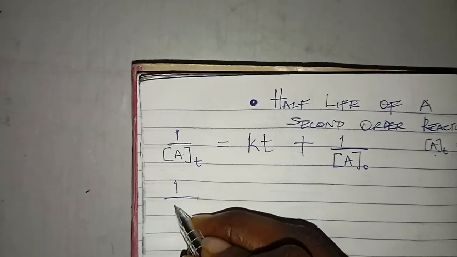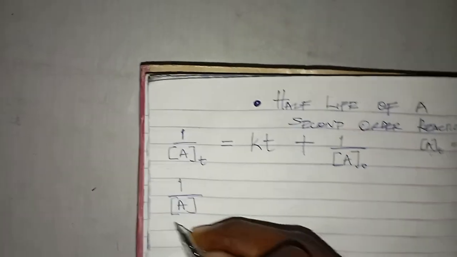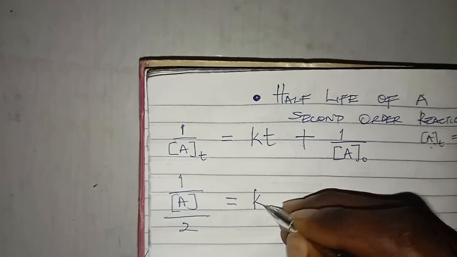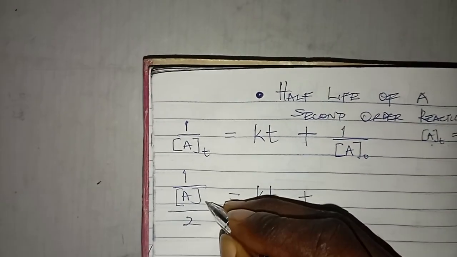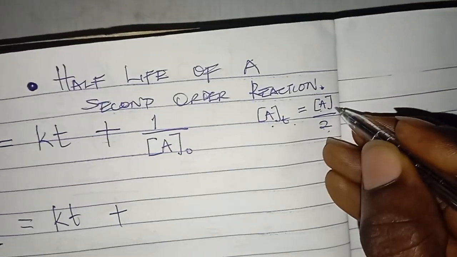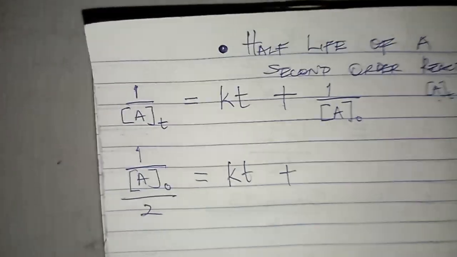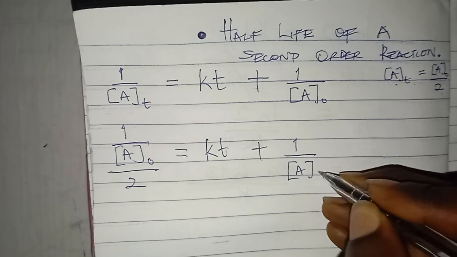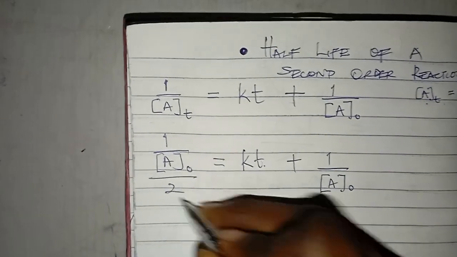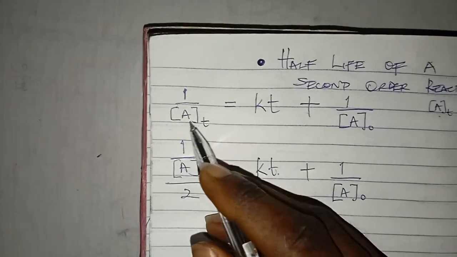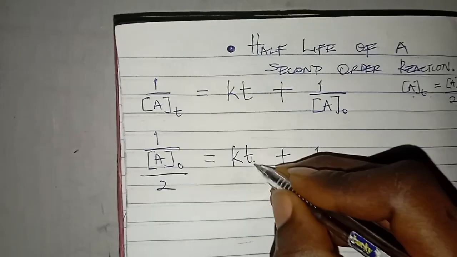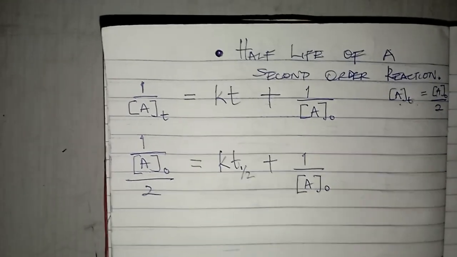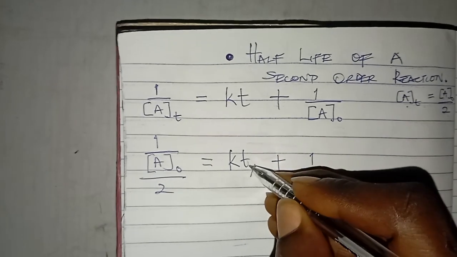So 1 over A over 2 is equal to KT plus, and remember that this is the initial concentration, 1 over initial concentration. And remember that once we put this, we replace this with the concentration at a given time getting to half. We need to replace the T here with T half. That is what we are looking for, not any type of T, but the time for it to get to half. So I need to replace this.